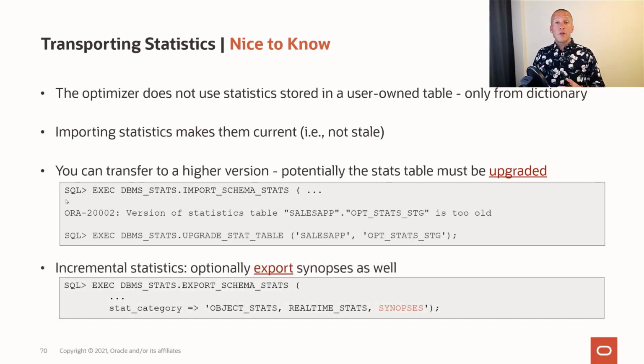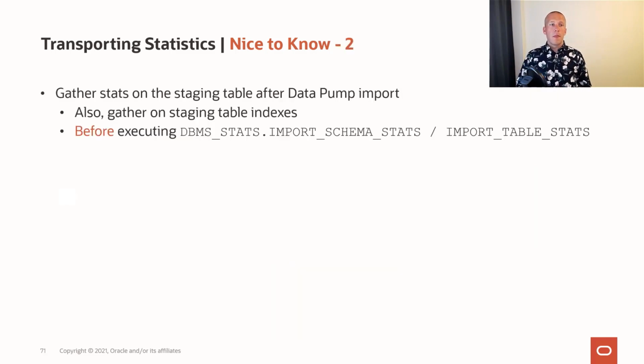Also, if you're using incremental statistics for your partition tables, you have to specify that you want to include the synopsis information as well when you do the export. Highly recommended: after you have imported a stats table, you should gather statistics using DBMS_STATS.GATHER_TABLE_STATS on that table before you run the import schema stats or import table stats.